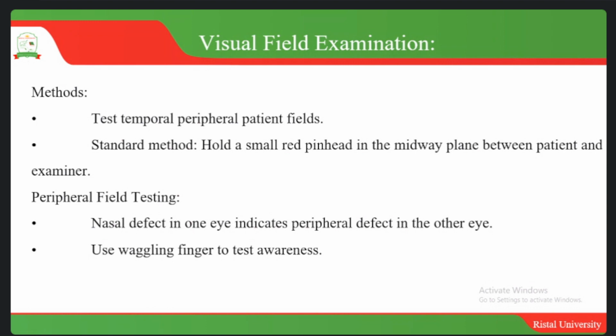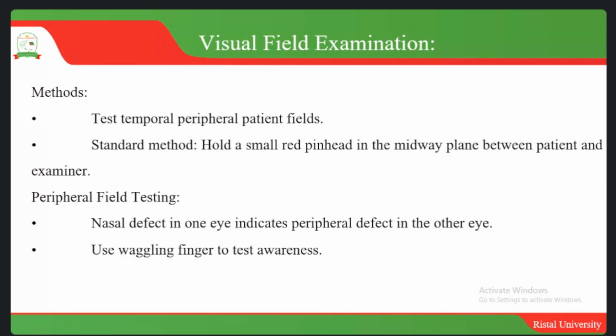Then the peripheral field testing, where the nasal defect in one eye indicates peripheral defect in the other eye. So this one is basically an investigation or some kind of examination, I can say, that the opticians use to help examine the eyes of the patient. So they can look at one of the nose inside and they see maybe there is a defect, then this can affect even the eye on the other side. So sometimes some of these different parts of our bodies coordinate with each other, whereby the nose can be coordinating with the eyes. When there is a problem in the nose, you see the eye is also affected.